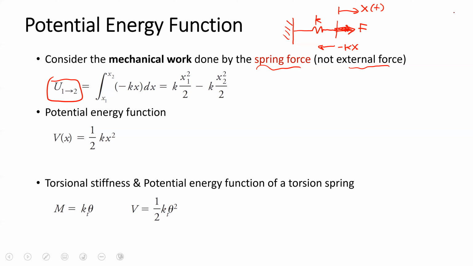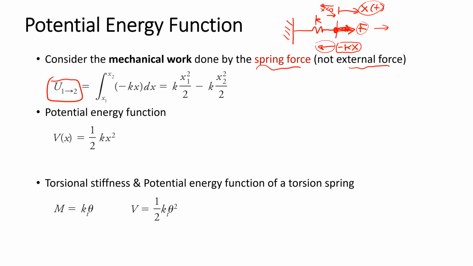If x is negative, the force is going to be to the right hand side. So the force is always minus kx. If x is positive, F generated by the spring will be in the negative direction. If x is negative, with the minus, we're going to have the force to the right hand side.